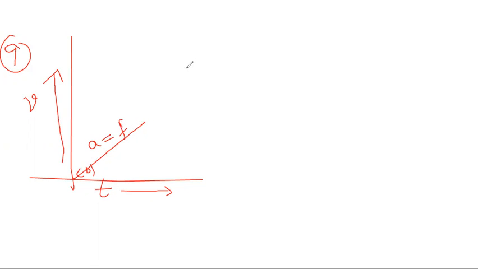After some time, what happened? The body reaches some velocity. With that velocity, the body goes steadily, meaning at constant velocity. So here the acceleration is 0. It travels with a constant velocity for some time lapse, which they gave as small t.